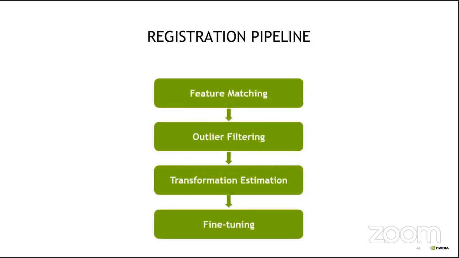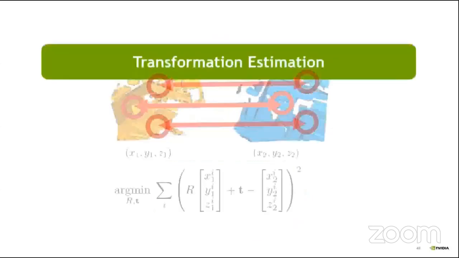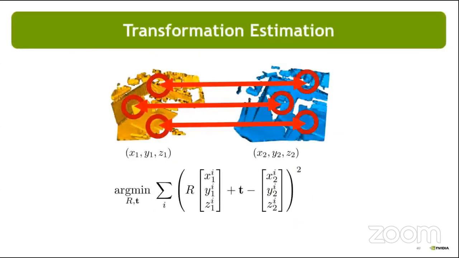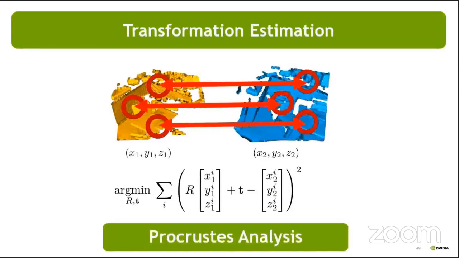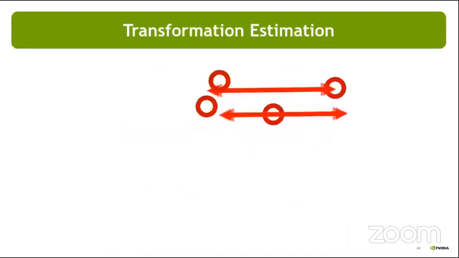The next step in the pipeline is transformation estimation. The conventional method for estimating the 3D rigid transformation is Procrustes analysis, where you find the rotation and translation that minimize the sum of squared errors.